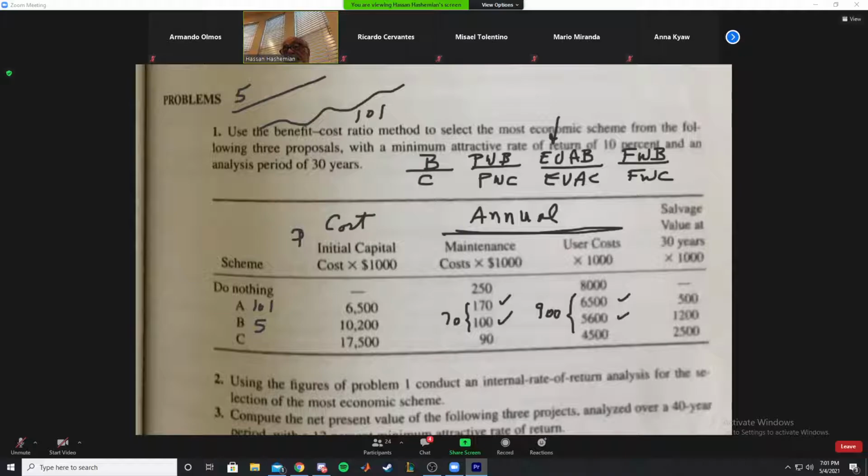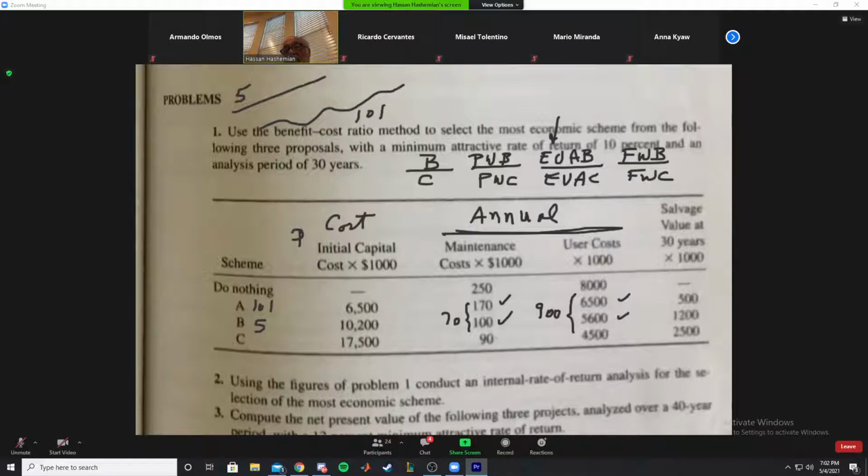Just remember that. This is very important, because if I give you a problem like this on the final, I know that a lot of you will ask this question: you put all the costs here, where are the benefits? And at that time I said, I don't know. But I know now that reduction in maintenance costs and reduction in user costs is the benefit. And salvage value is always part of your cost.